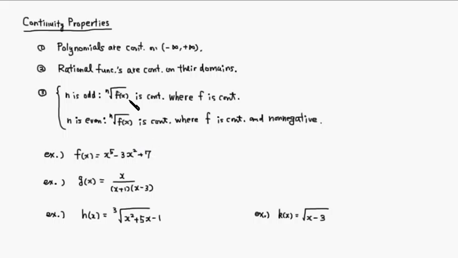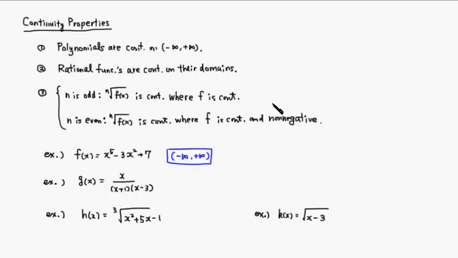All right, so let's look at a bunch of examples. The first one: f of x is x to the fifth minus 3x squared plus 7. So this is a polynomial function of degree 5. Therefore, it is continuous on all real numbers, so negative infinity to positive infinity.